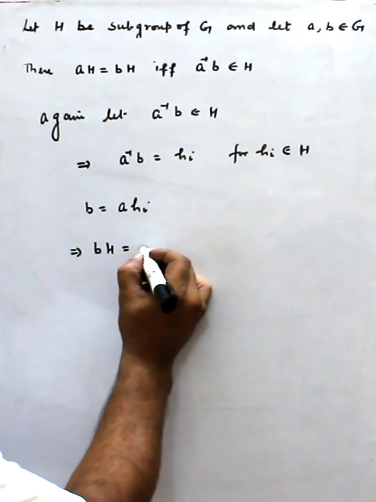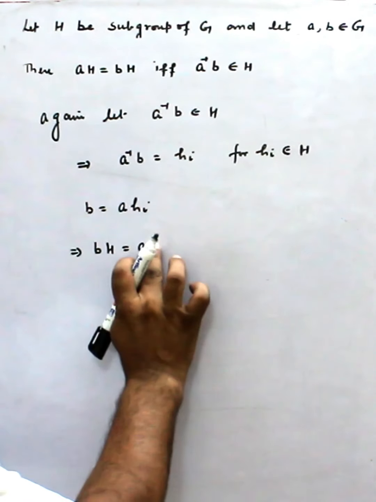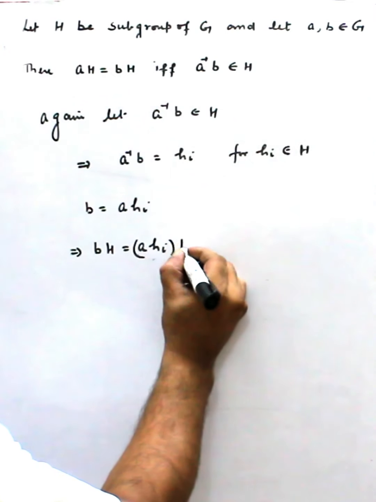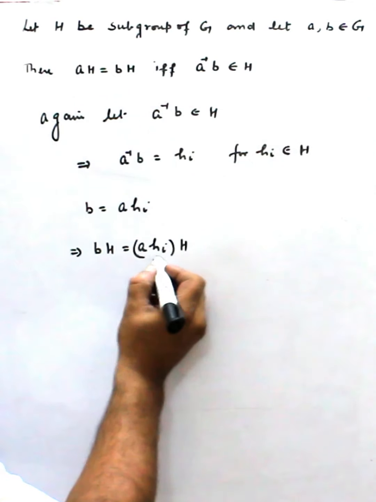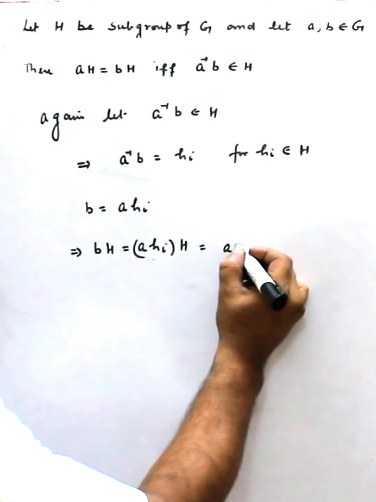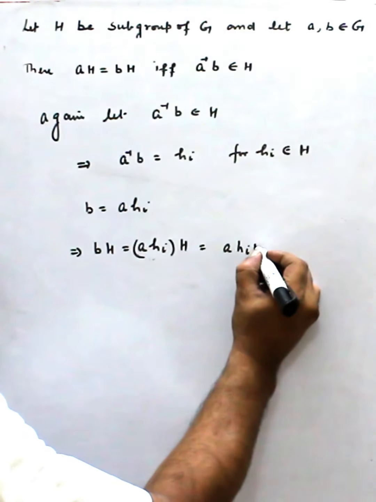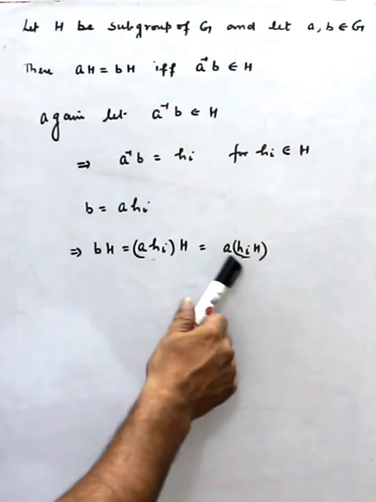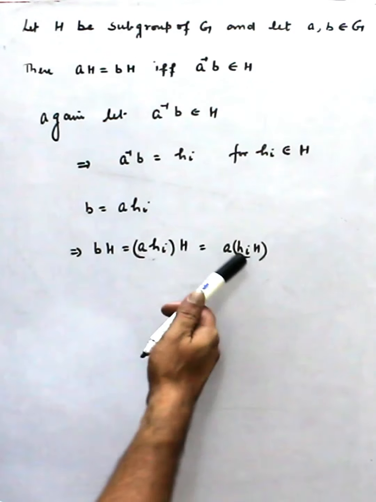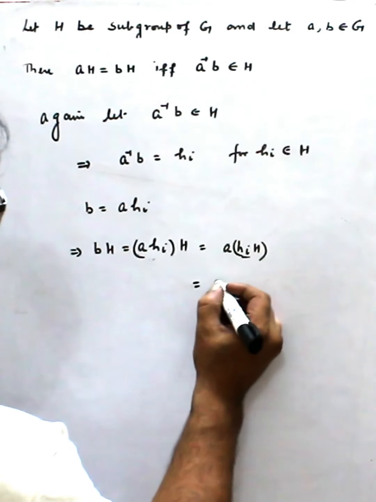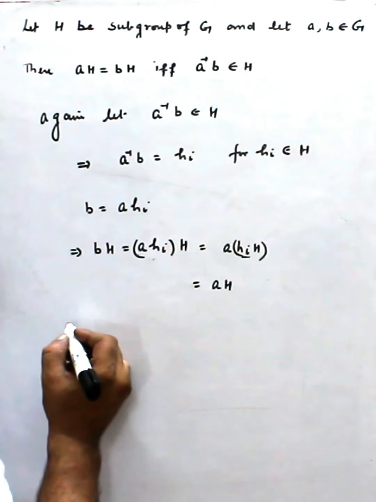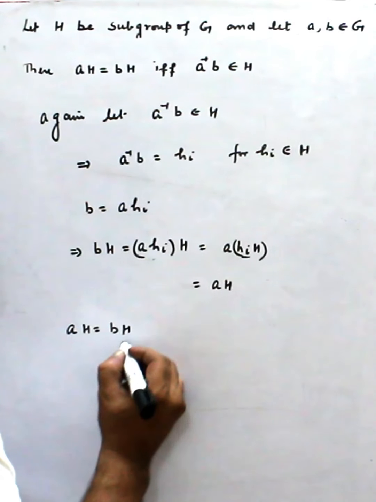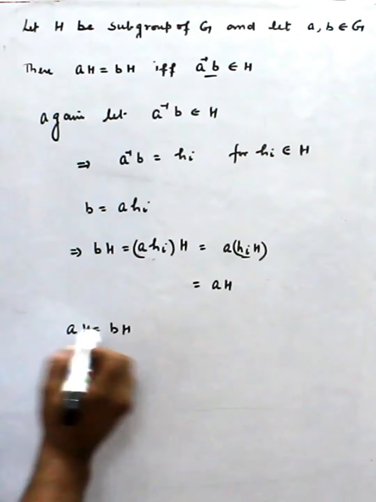bH, okay, a h_i H. Suppose I write like this. So this I can say a h_i H. Now because this h_i is an element of H, it cannot make a different coset. That means this is aH. So we have proved aH equal to bH. We supposed this and we have proved this.